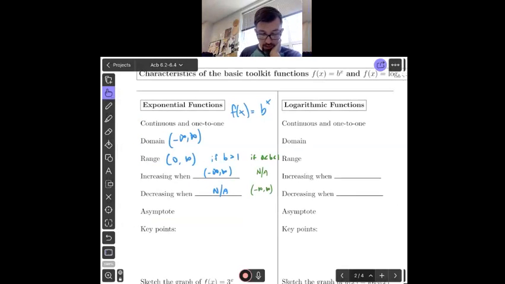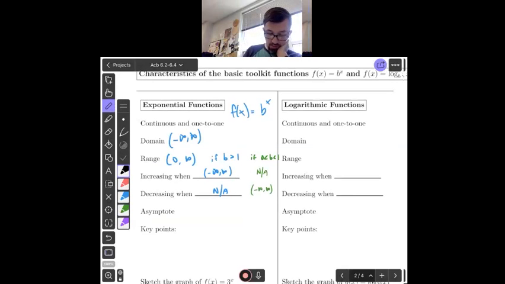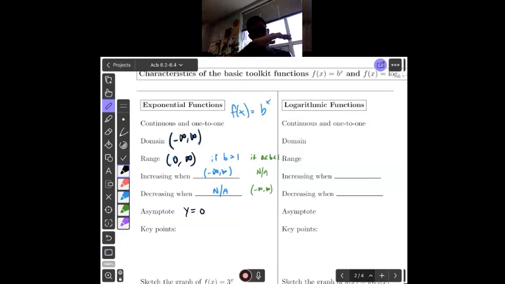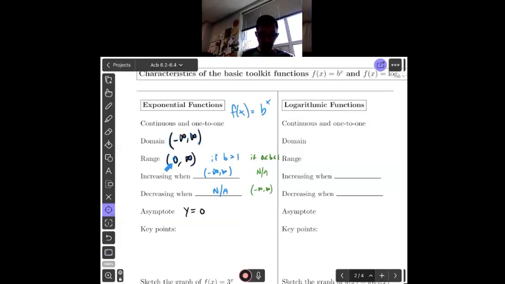But their domain and range are the same. It doesn't matter if it's growth or decay: the domain is all reals, and the range is still 0 to infinity. It also has the same horizontal asymptote of 0. So we have y equals 0, the horizontal line that the graph does not go below or touch.